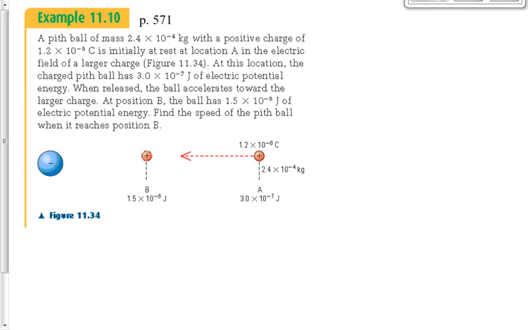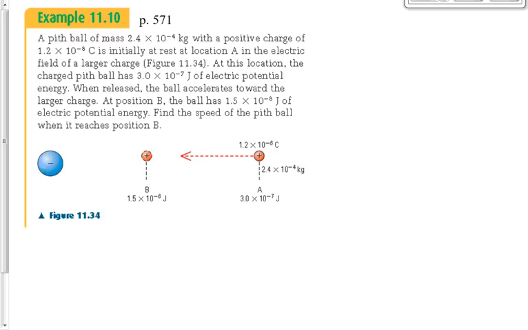Let's do a problem here, guys. Page 571. Pith ball of mass 2.4 times 10 to the negative 4 kilograms, of positive charge. Pith ball. What's a pith ball? Listen, we're reading questions, and sometimes we see a word we don't know what it means. Sometimes it really matters what the word means. Sometimes it doesn't. In this case, it doesn't really matter. You can get past the whole pith ball and just answer the question based on the physics of the question.